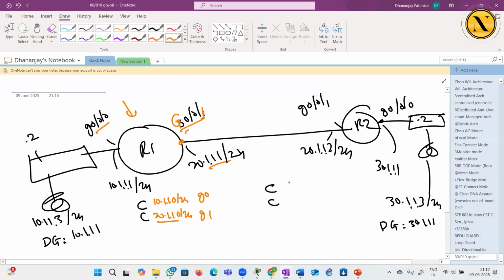Likewise, this guy will say, I know of the 20.1.1.0 subnet. And if I get a packet from anywhere for 20.1.1.something, I'm going to forward from my gigabit 1 port. And likewise, if I get a packet from anywhere for 30.1.1.0, 30.1.1.something, I'm going to forward from my gigabit 0 port. And now, after this, these two PCs cannot ping each other. PC1 on the left and PC2 on the right. They cannot ping each other. Why?